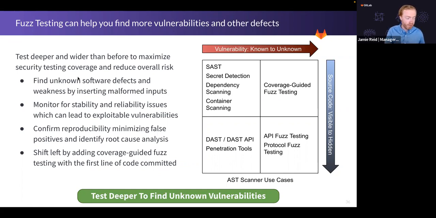It can also additionally help you monitor for your application's stability and reliability in the presence of these unknown or unexpected inputs. It can also help you minimize false positives and improve your root cause analysis from something like DAST findings. As you shift left by adding coverage-guided fuzz testing, you can ensure that this type of scanning happens from your first line of code that you commit.